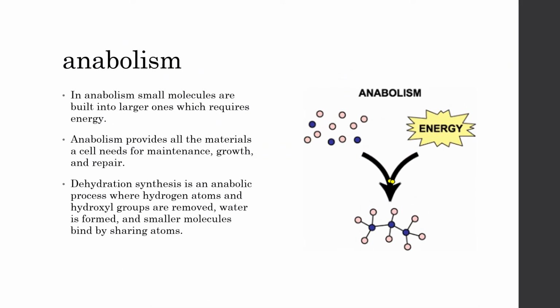For anabolism, energy is required to build smaller molecules into larger ones. An anabolic process is dehydration synthesis, where it can connect simple sugar molecules into larger molecules of glycogen. This stores energy in their chemical bond.